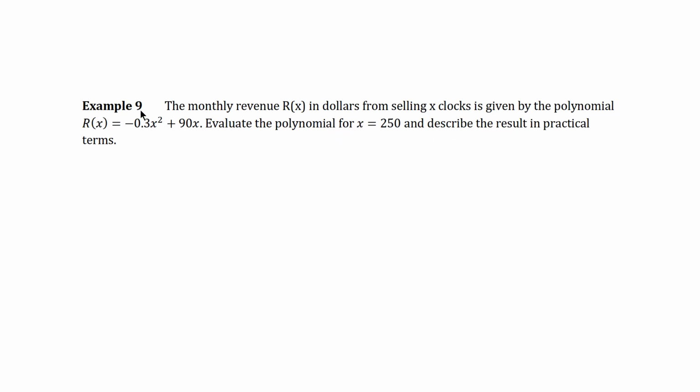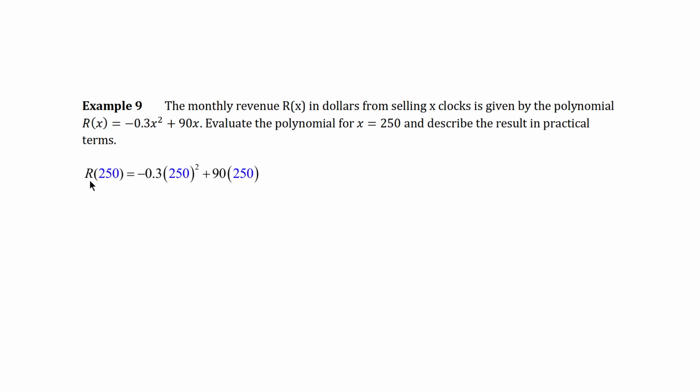For example number 9, the monthly revenue, R(x), in dollars from selling x clocks is given by the polynomial R(x) = -0.3x² + 90x. Evaluate the polynomial for x equaling 250 and describe the result in practical terms. To evaluate the polynomial, we just substitute in the value of 250 in for x.